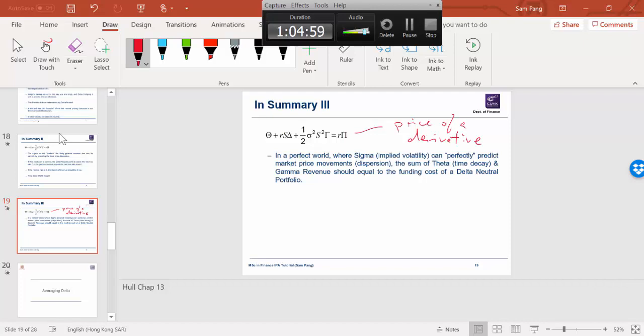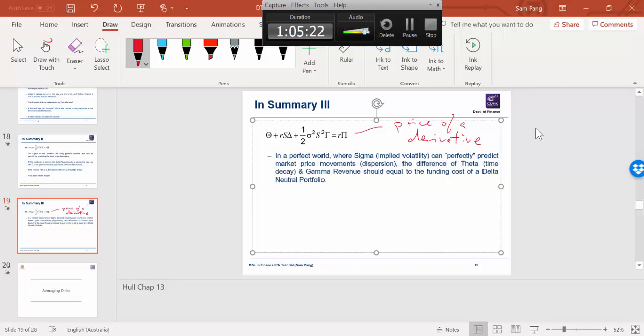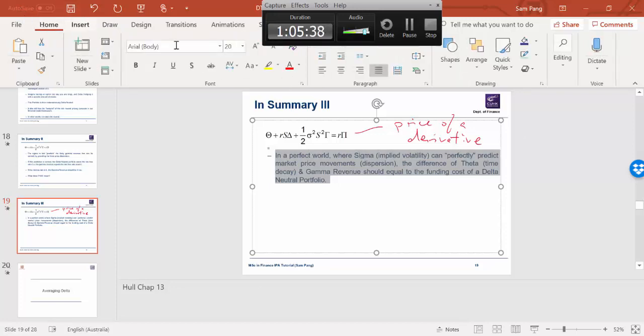So in a perfect world where the implied volatility can perfectly predict market price movement, the sum of theta and gamma revenue, or I could say the difference, because theta is a negative value, the difference of theta and gamma revenue should equal the funding cost of a delta neutral portfolio. Do you understand this statement? This really goes to the heart of option pricing.